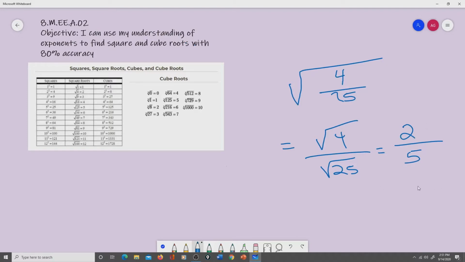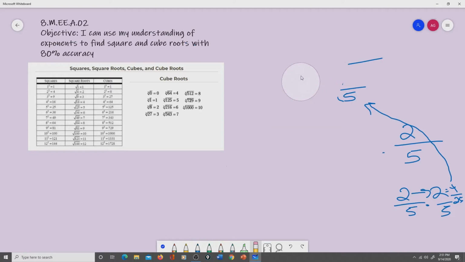And it should make sense to check. We can go 2 over 5 times 2 over 5. Remember, when we multiply, it goes straight across, and we get 4 over 25. And that's what we were looking for here in the original problem. And it's no different if we're doing cubics. Nothing's really going to change there.